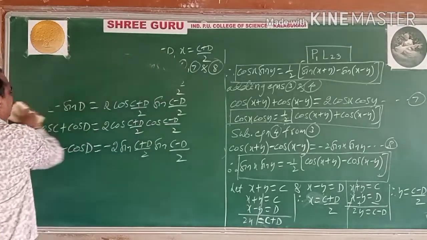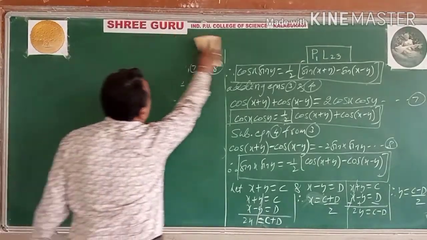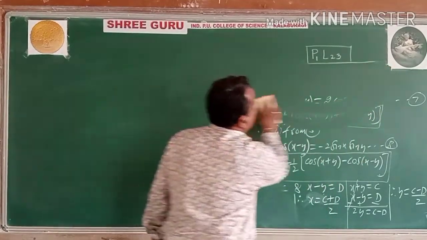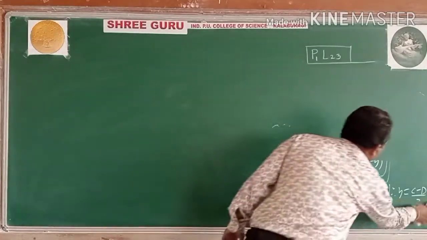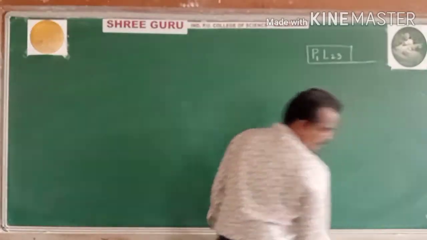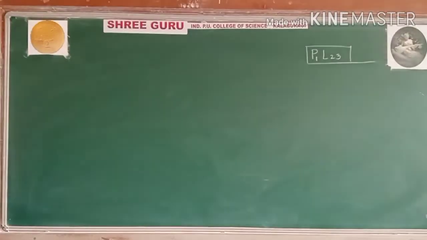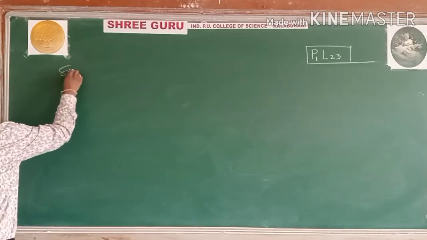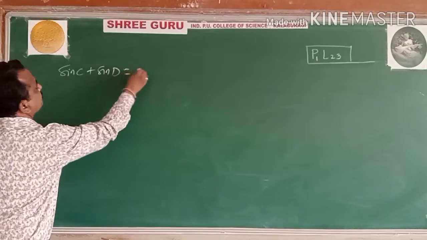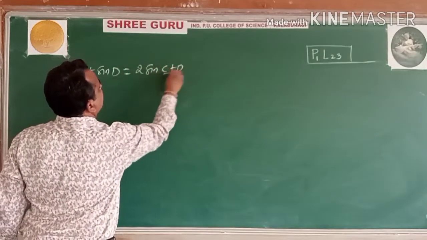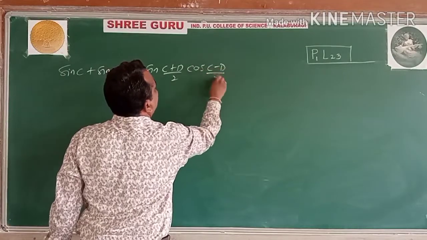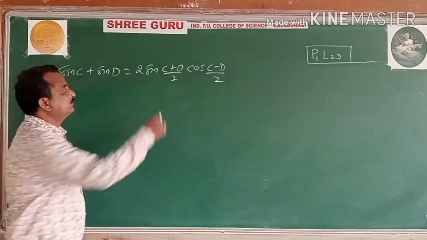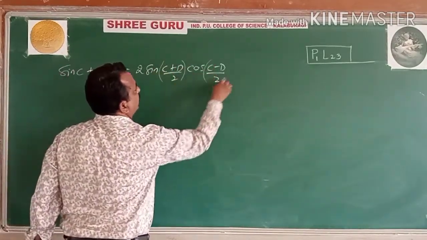Let us see, students. I will write all the formulas once again, and let us see how to remember these formulas. Now see, first sin C plus sin D: first sin, then cos, you may remember like that. In terms of product, first sin then cos. This is 2 times sin of C plus D by 2 into cos of C minus D by 2.